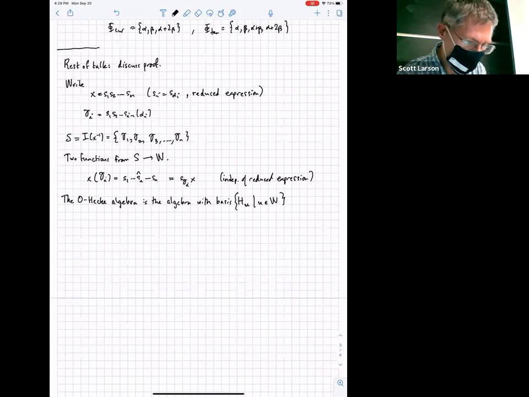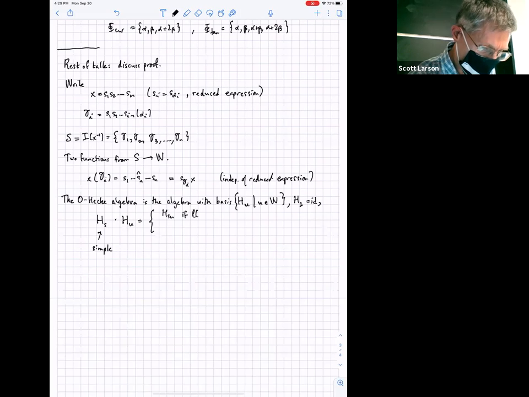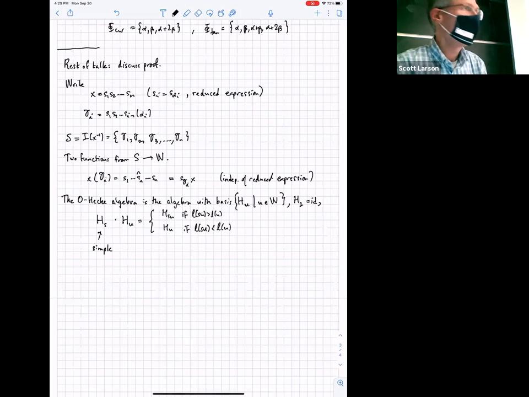And the way things multiply together, h1 is the identity. If I take the element corresponding to a simple reflection and I multiply by h of u, it's h of su if the length of su is bigger than the length of u. And it's just h of u if the length of su is less than the length of u.